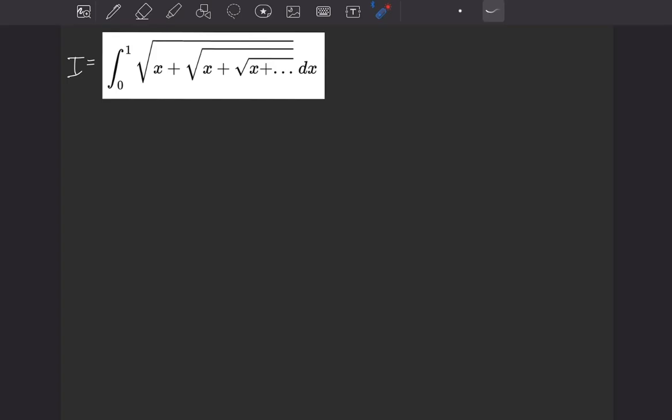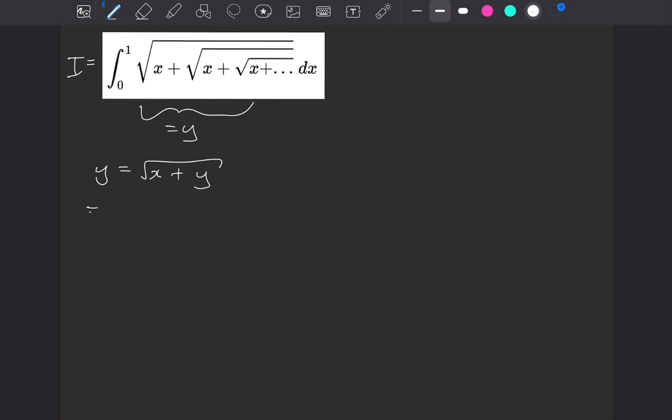Okay, so we've got the integral from 0 to 1 of the square root of x plus the square root of x plus the square root of x forever and ever. So what we'll do is we'll say that this thing is equal to y. And now, because this goes on through infinity, we can say that this part of it is also just y. So we can write the equation that y is equal to the square root of x plus y.